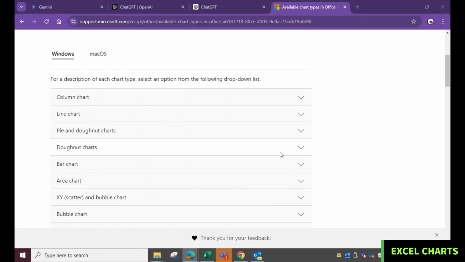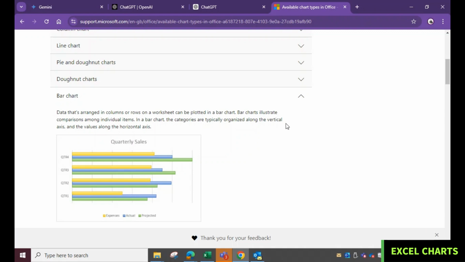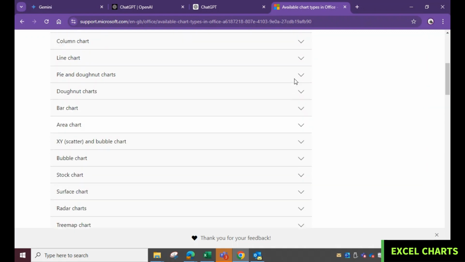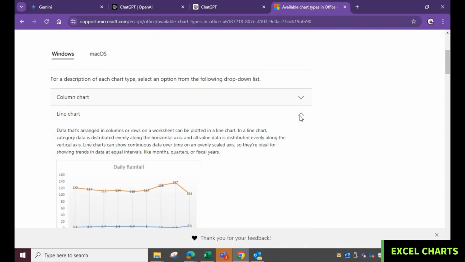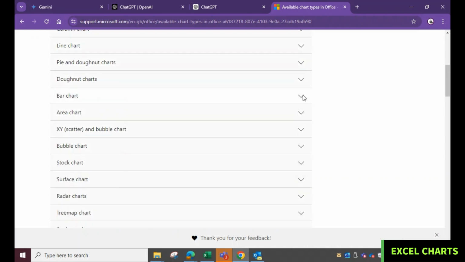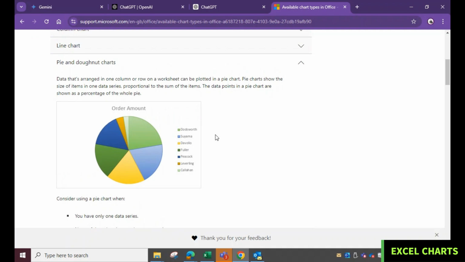Let's have a look at the different types of charts. Bar chart displays data with rectangular bars, making it easy to compare different categories or groups. Line chart shows trends over time by connecting data points with a continuous line, ideal for tracking changes or progress. Pie chart represents data as slices of a circle, showing the proportion of each category relative to the whole.